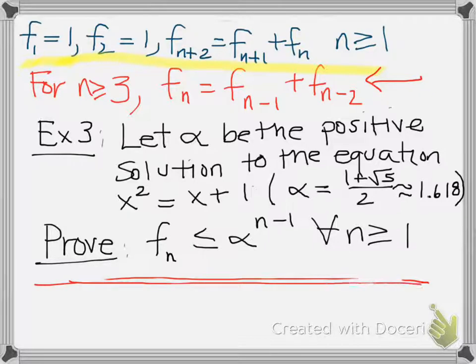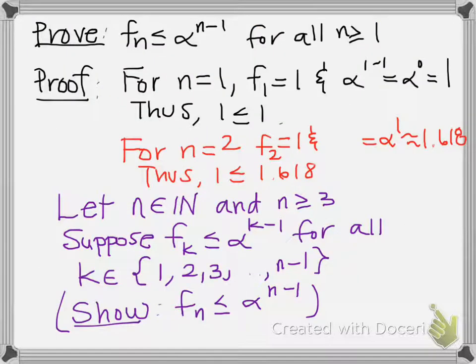And so we're going to prove that f sub n is less than or equal to alpha to the n minus 1 for all n greater than or equal to 1. Okay. So again, you might want to stop this page, copy this down, and then play the video. Okay. So we're proving this.